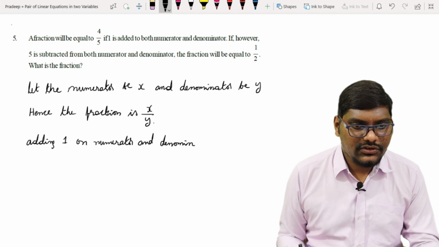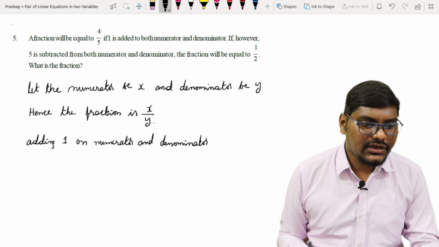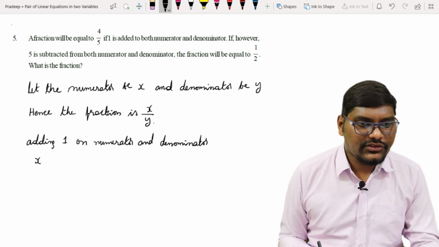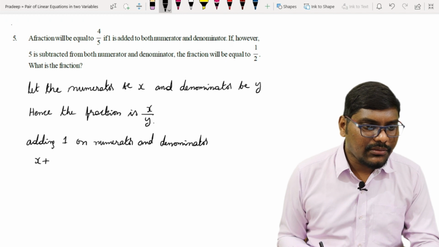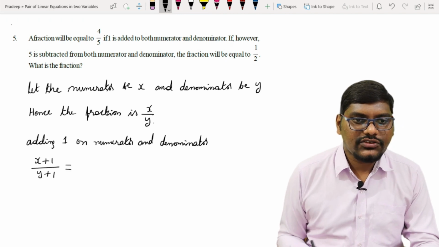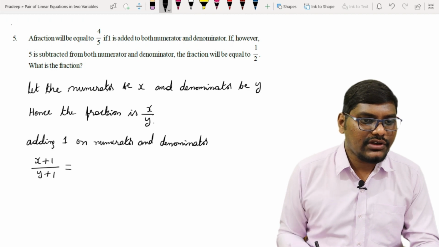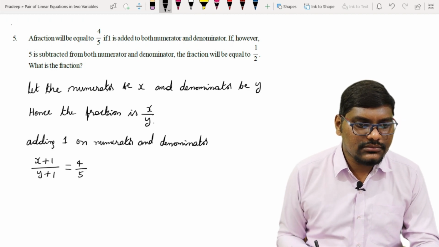So what do we get for this? I can write this as: for the numerator we have x and for the denominator we have y. For the numerator I am adding 1, and in the denominator I'll also be adding 1. So when we add, what is the fraction they have given? It was 4 by 5.